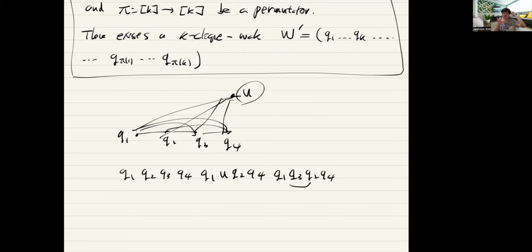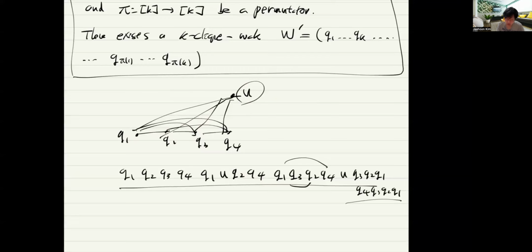And once you know how to get this transposition, then you repeat. After that, let's say you want to swap Q1 and Q4, then U, Q3, Q2, Q1, then Q4, Q3, Q2, Q1. So this is a K-clique walk. So by using this one additional vertex, you can freely take this transposition, and then at the end you can reach the order, the permutation you want to take.